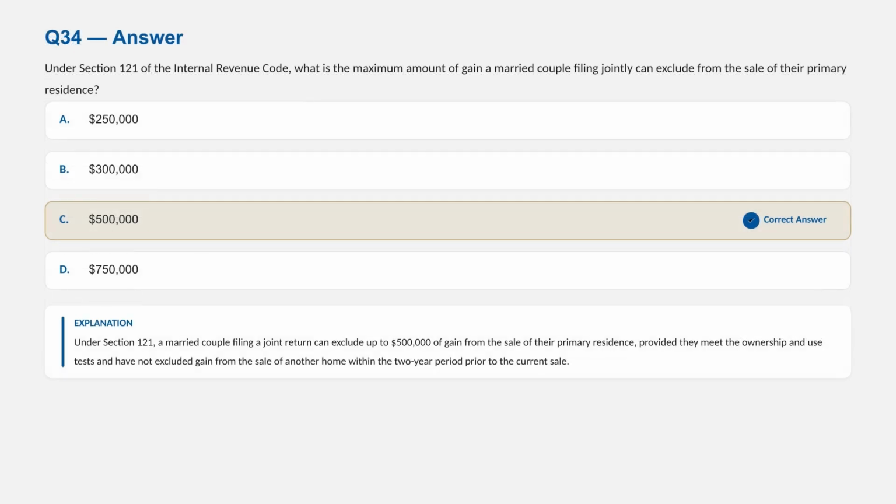The correct answer is C, $500,000. Under Section 121, a married couple filing a joint return can exclude up to $500,000 of gain from the sale of their primary residence, provided they meet the ownership and use tests and have not excluded gain from the sale of another home within the 2-year period prior to the current sale. Great, now let's move to our next question.